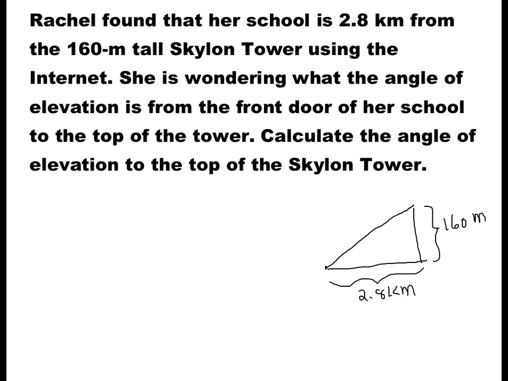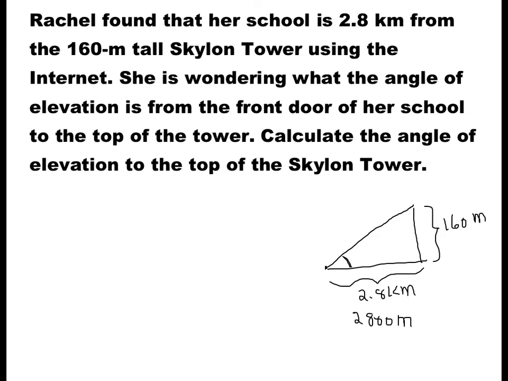Since we have to use the same unit, I'm going to change kilometers into meters. And to do that, I'm going to multiply 2.8 by 1,000. So I get 2,800 meters. Now what we have to do is to find this angle. Remember, the angle of elevation is the angle that your line of view makes with the horizon.